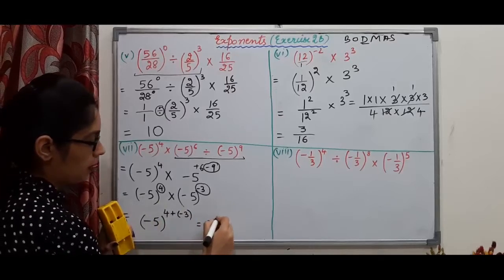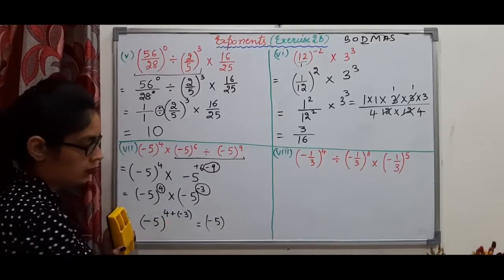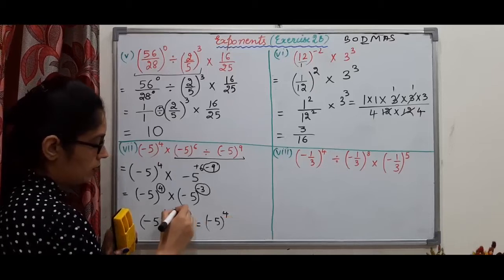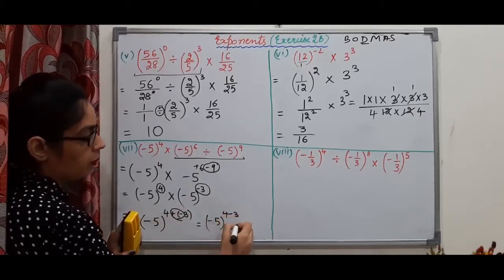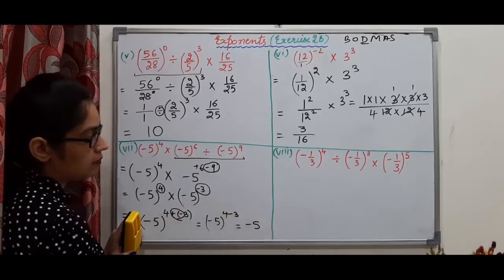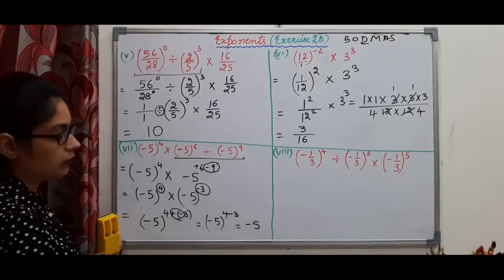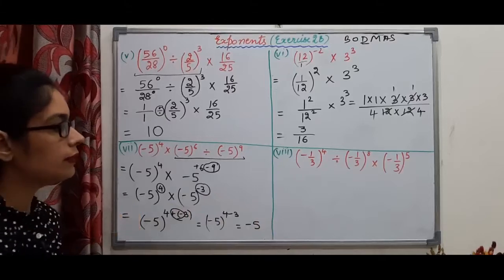Minus 5 raised to power 4 plus minus 3. Two signs together, first we will make it a single sign: plus minus is minus. 4 minus 3 is 1. So minus 5 raised to power 1. 1 no need to write. So the answer of this is minus 5.